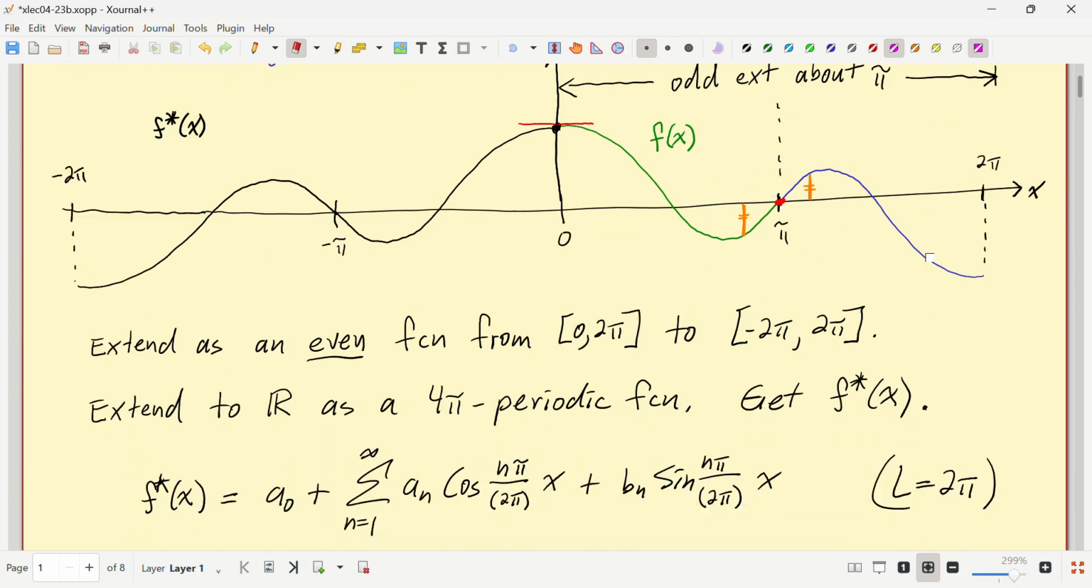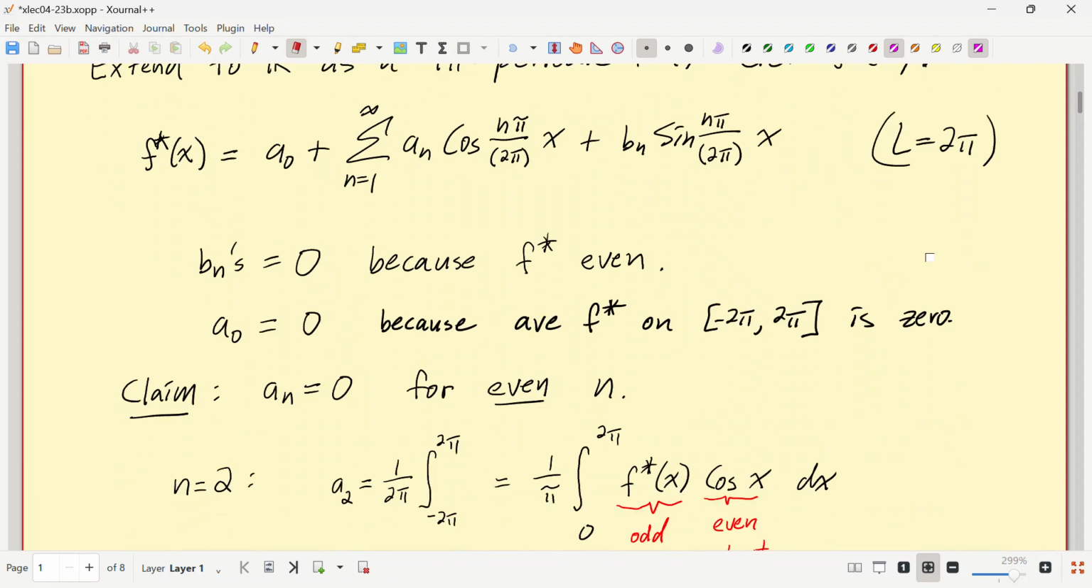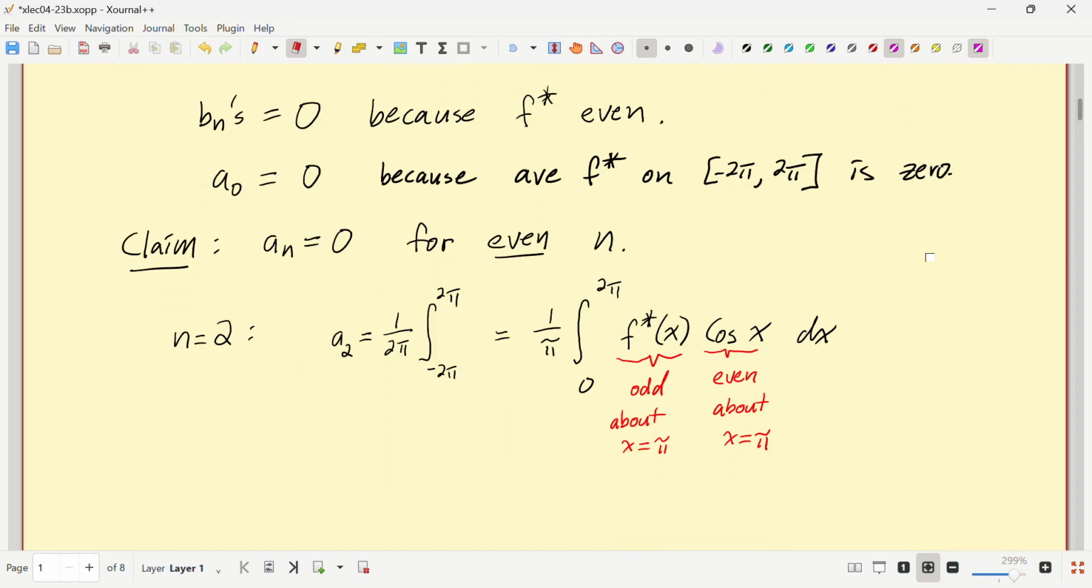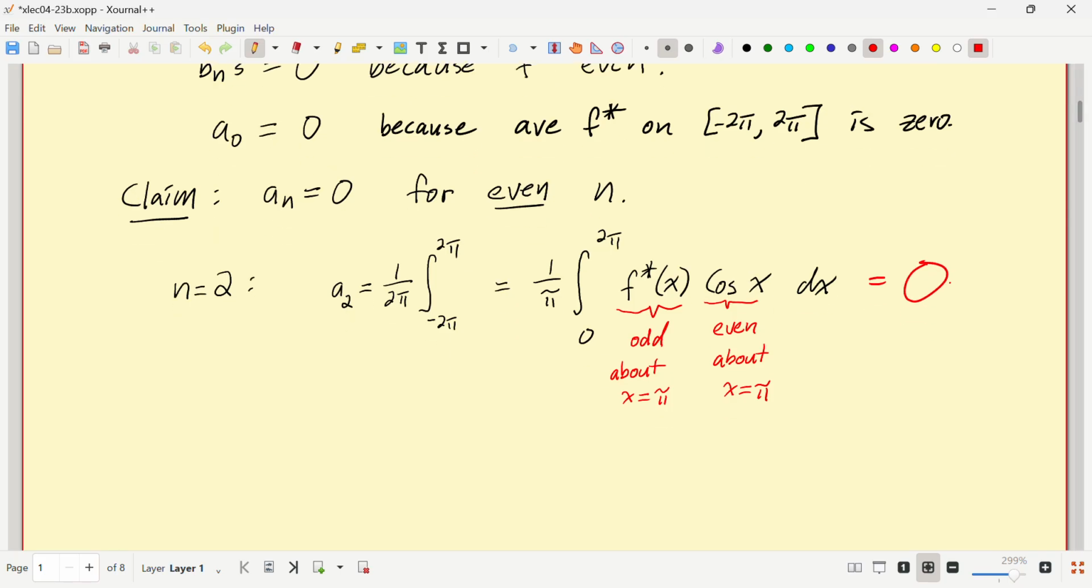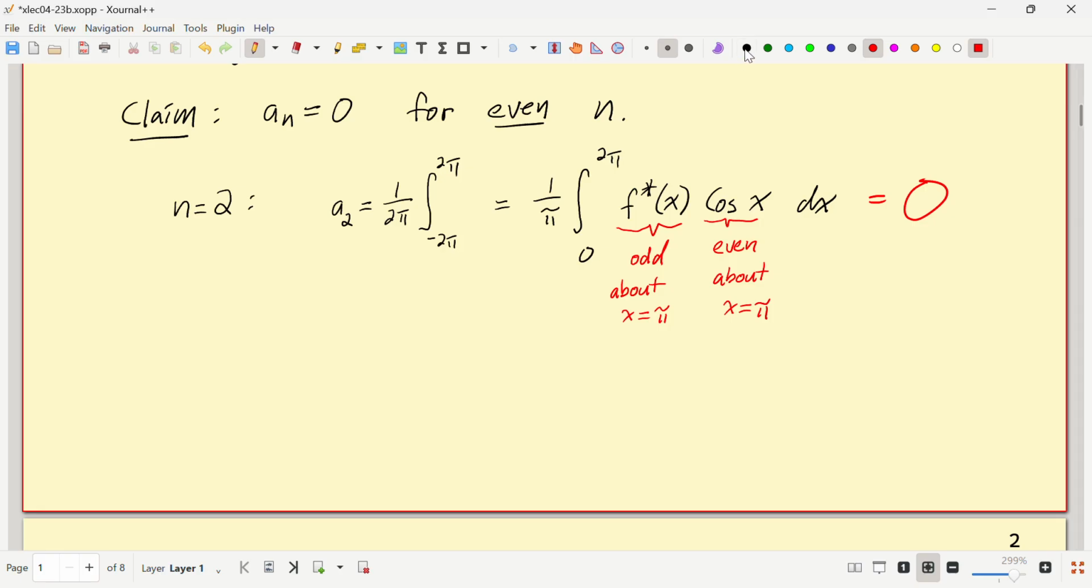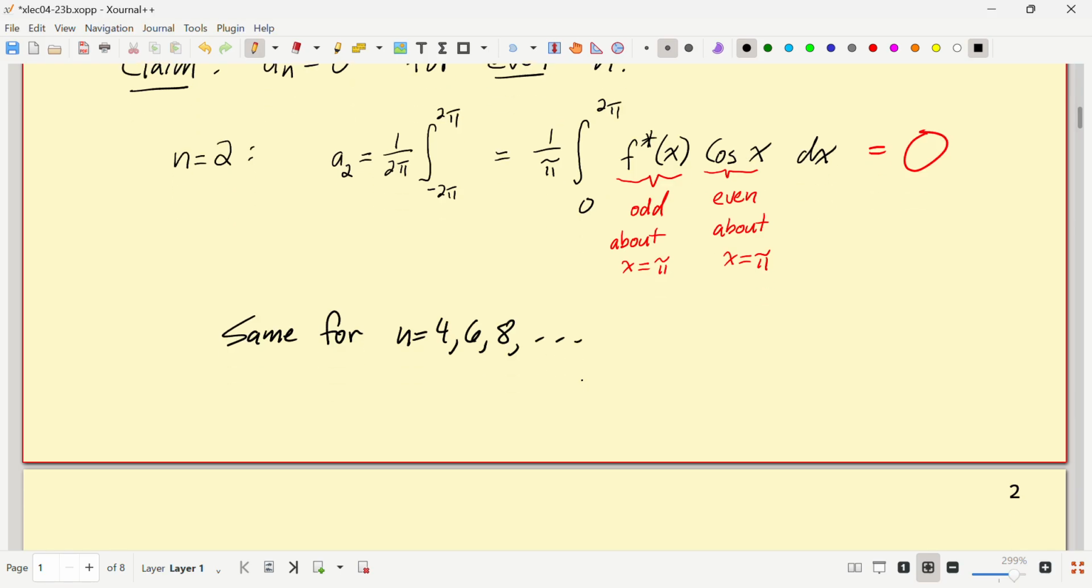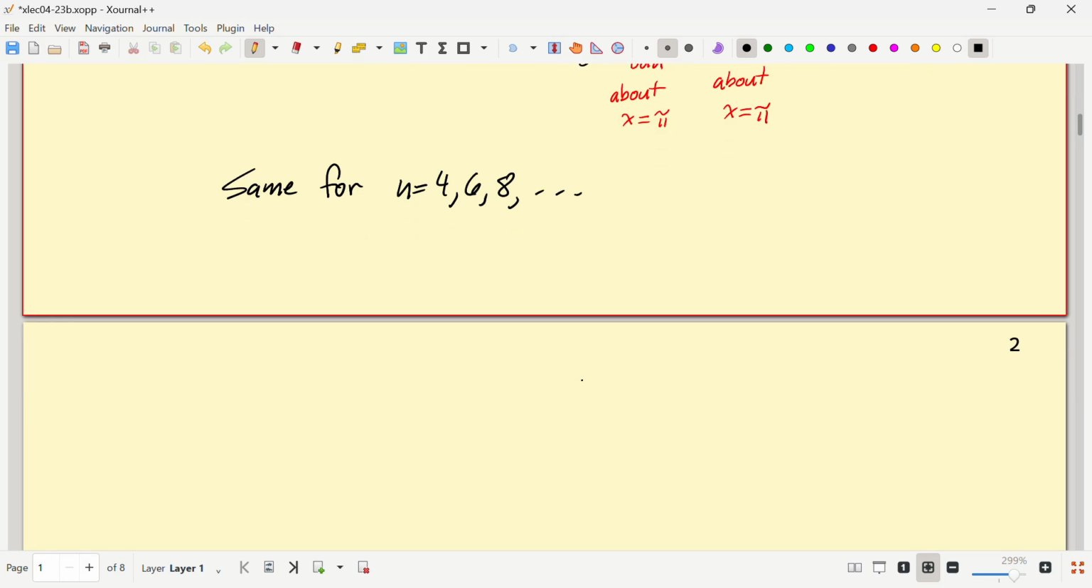Okay, symmetric about pi. So if you think about my integral there, I've got an odd function about pi and an even function about pi. That thing integrates to 0. And same for all the rest of them. Same for n equals 4, 6, 8, etc. All right. So this is getting exciting. Now let me think about the odd terms. Let's think about n odd.